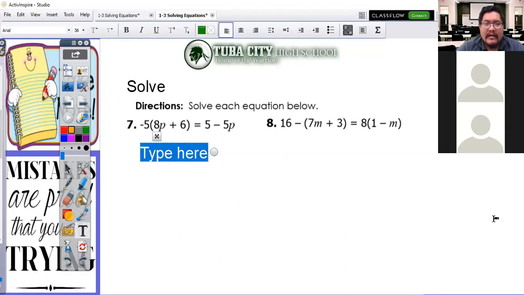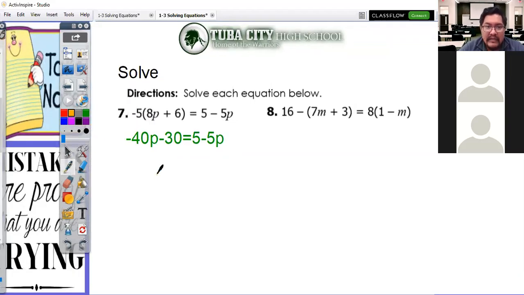So I don't see any trick with this one, so let's go ahead and get started on it. So negative 5 and 8 would be negative 40. Minus, and 6 times 5 would be 30. Now again, don't forget to multiply both of those by the negative, right? So we got to have both of those be negative. And it looks like nothing's going on this side, so I'm going to go ahead and just leave everything the same. But I will need to get rid of some of these things here.